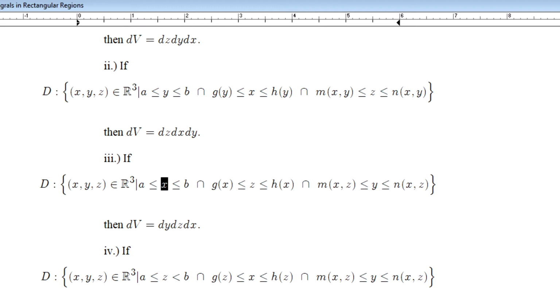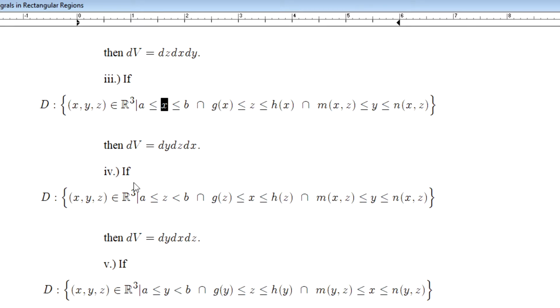In our fourth case, we consider the case given above for case 3, but swap the roles of z and x, leaving y unchanged. If we swap the roles of z and x, z being bounded between constants a and b, and x being bounded between these functions of z, y remaining between these multivariable functions m and n, or functions of x and z, then dv is summarized as dy dx dz, where we see the dx and the dz changing order in that integration.